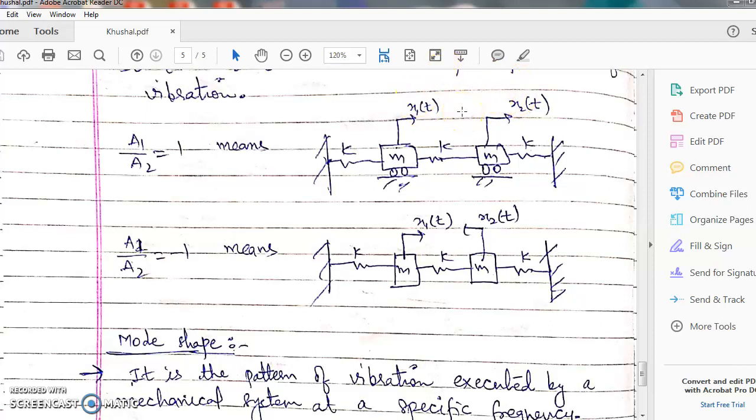a1 by a2 is equal to 1 means both masses have the same direction; either they will move in the right direction or they will move in the left direction. Okay, a1 by a2 equal to -1 means they move in opposite directions but have the same amplitude. Either they will move away from each other or close to each other. Those two conditions are there.